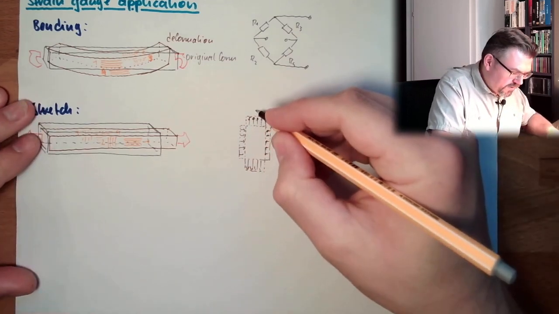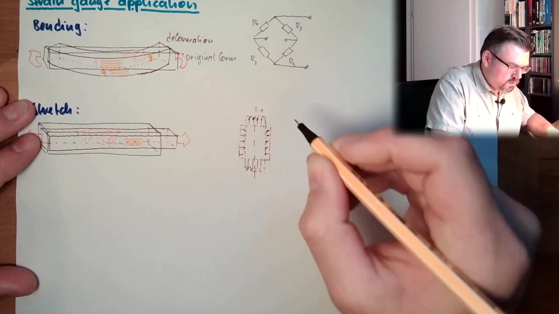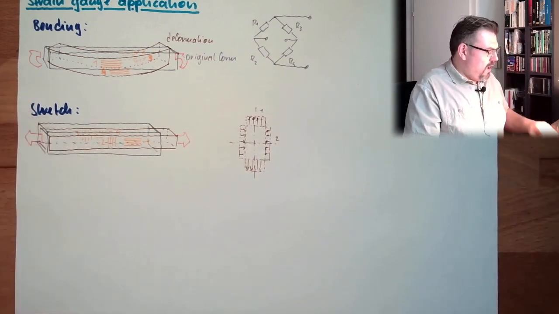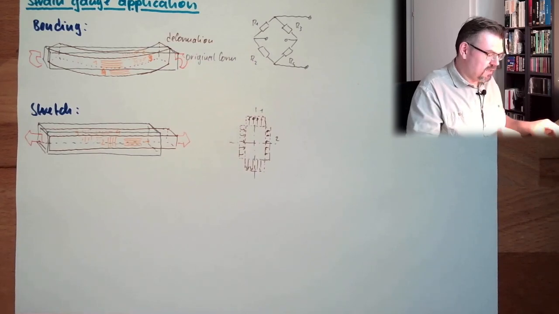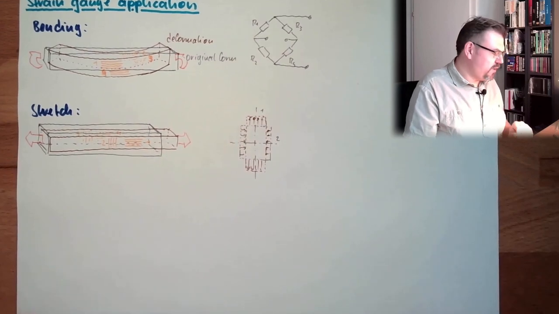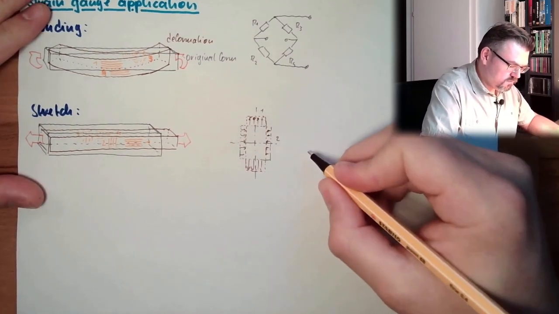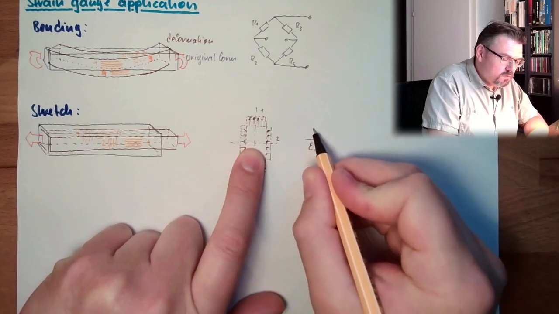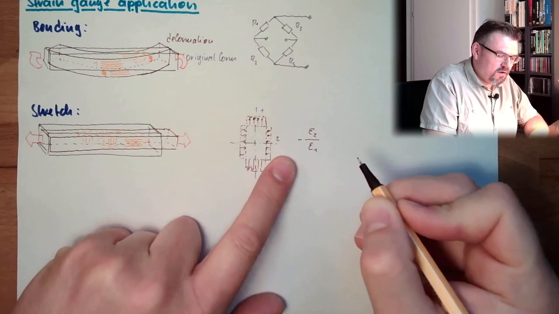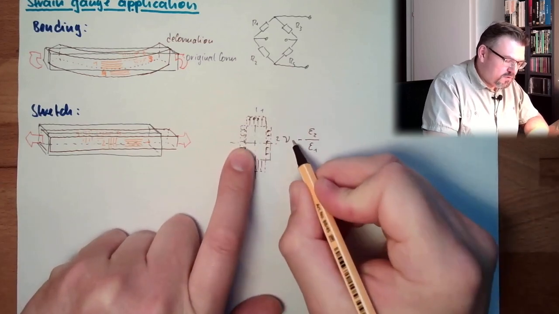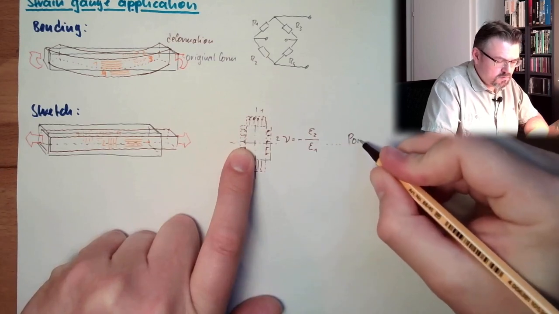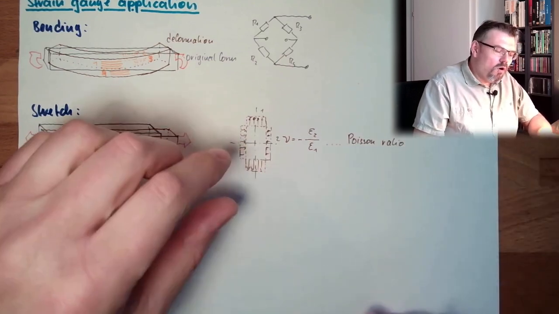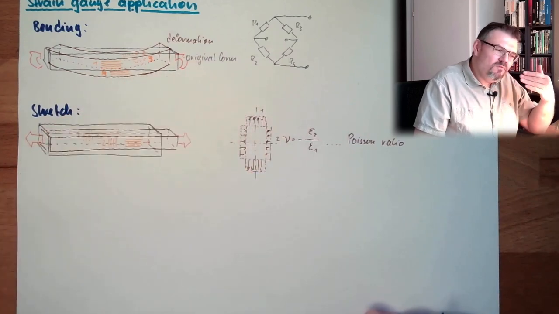And I'll say now, if this is direction 1, this is direction 2, then I do have, of course, some stress, some strain in direction 1, epsilon 1. And I do have some strain in direction 2. And this ratio, minus however, because 1 is negative, this is the so-called Poisson ratio. This describes how force in one direction is influencing the other direction.